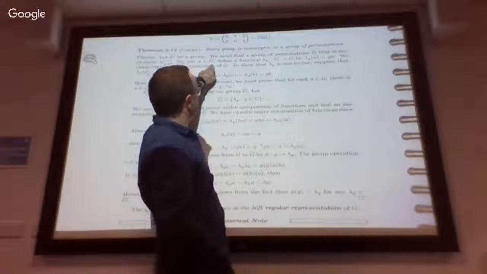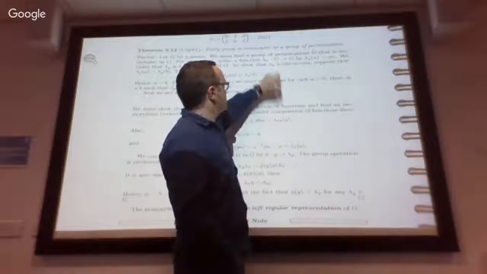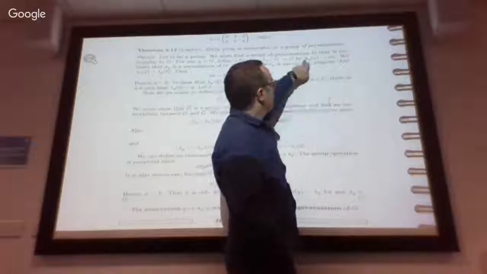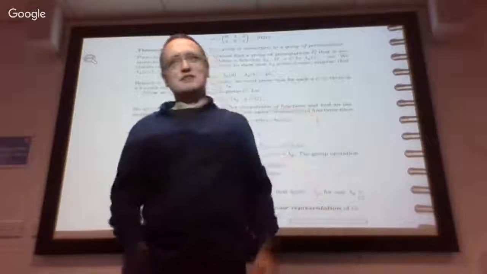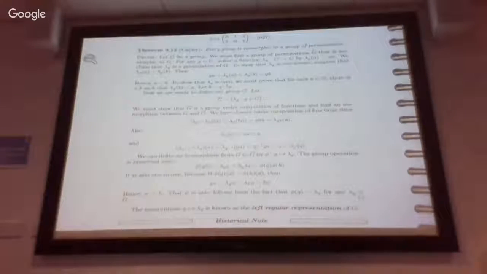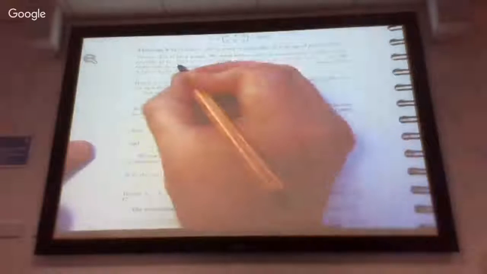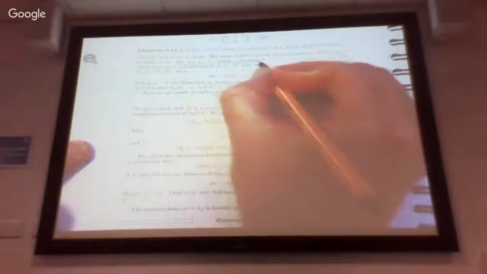For any little g in G, define this function lambda sub G from G to G by lambda sub G of A is equal to G times A. Okay, what's he talking about there? When you first see that, it seems like a big load of gobbledygook, but when you start to parse it, think carefully about what he's saying there.